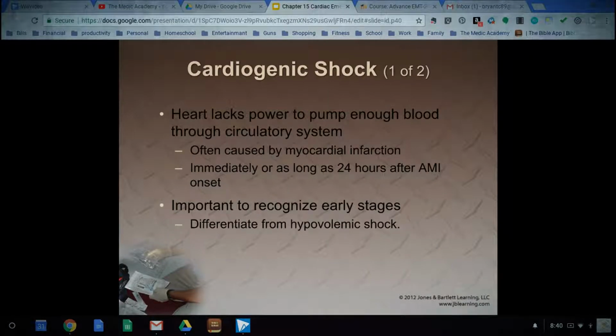The next thing we'll talk about is cardiogenic shock. This is when the heart lacks the power to pump enough blood through the circulatory system. So it is one of the four main types of shock. The heart can't pump the blood, so the blood doesn't get to where it's going. And this is often caused by acute myocardial infarction.